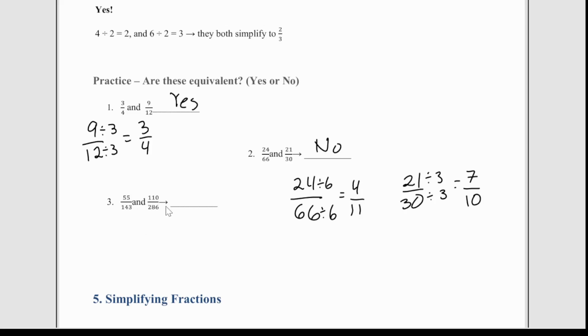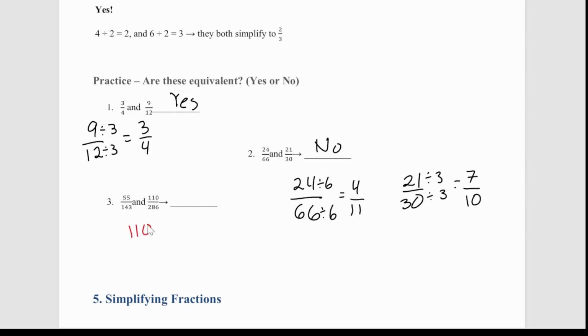For this next one, you may notice a pattern for multiplication. In particular here, I do notice that if I do 55 times 2, I get 110. And if I do 143 times 2, I do get 286.